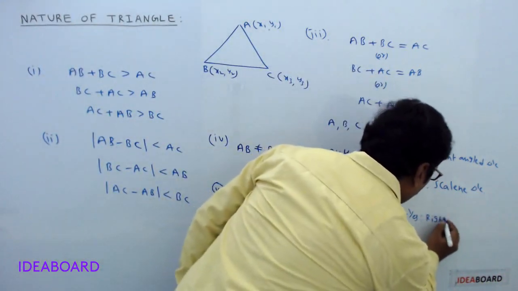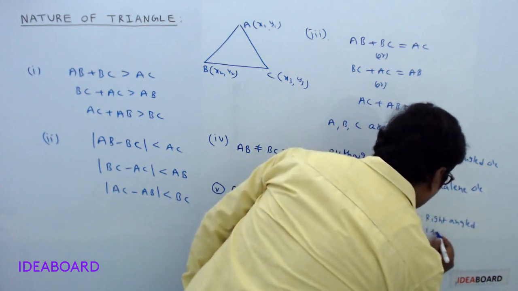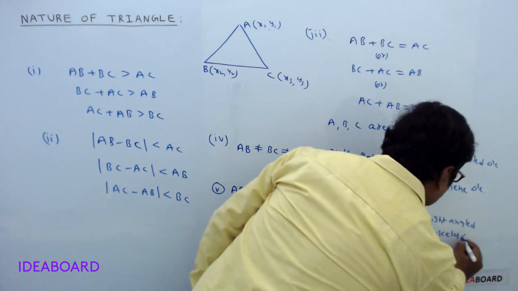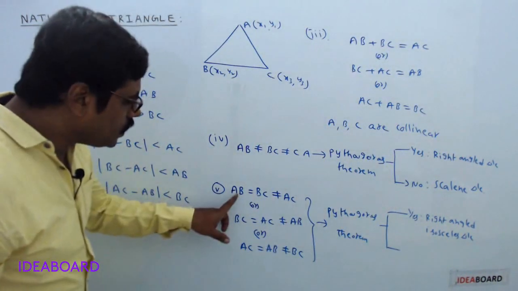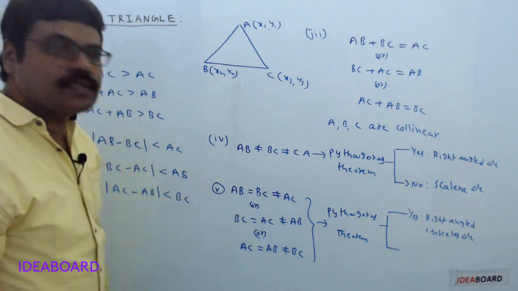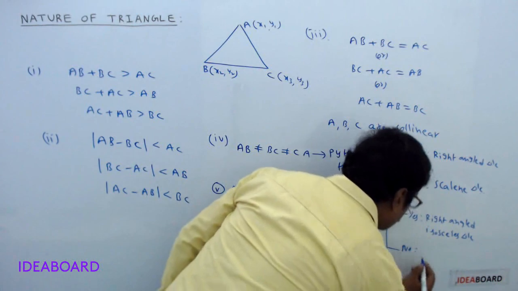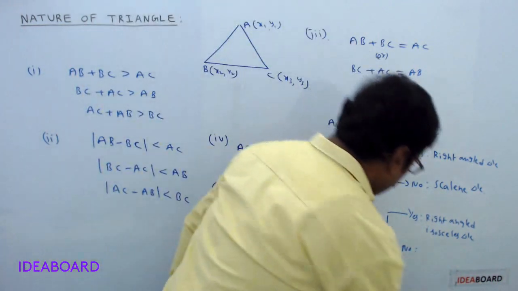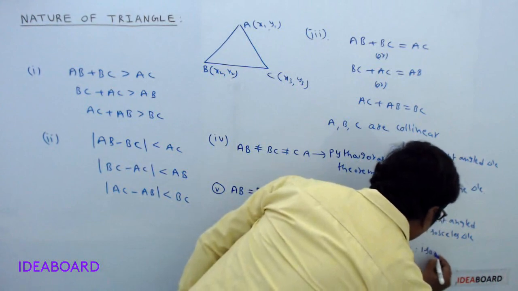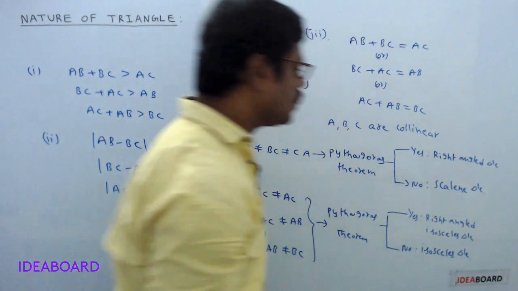So right angled isosceles triangle. Suppose these three values do not satisfy the Pythagoras theorem condition, then this triangle is said to be an isosceles triangle only. So this is an isosceles triangle.